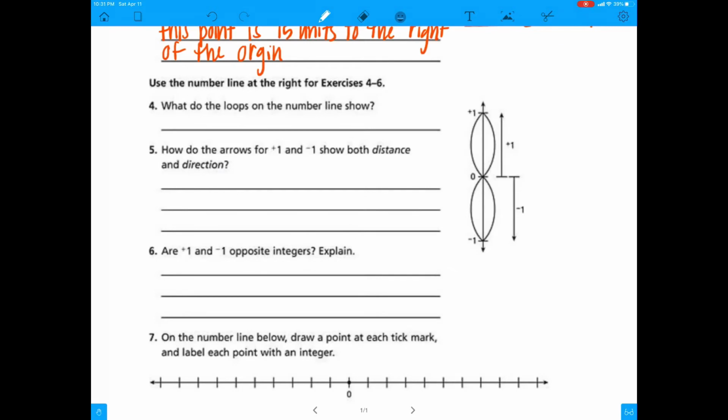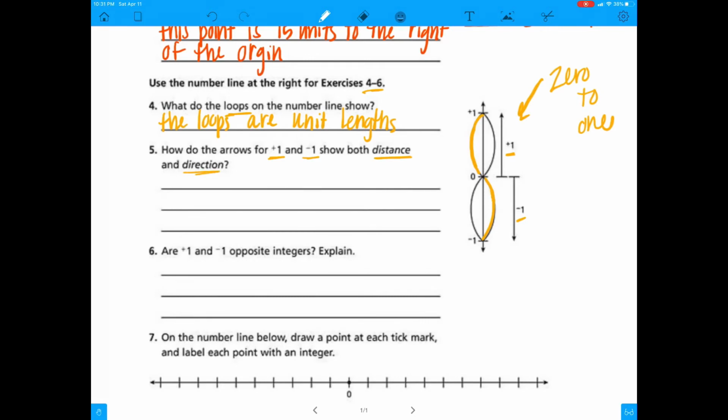For number 4, we're going to be using this model to the right for these 4 through 6. What do the loops on the number line show? I'm outlining a loop right now, and I'm taking note that from the origin to the first dash, it's 1 or negative 1. So the loops are actually showing the unit lengths. They're saying to go from 0 to 1, it's this much. That would be the length of the unit. There aren't any dashes in between there, so we don't know if there's 0.5, 0.25, 0.75. We don't know any of that. But unit length here is talking about 0 to 1.